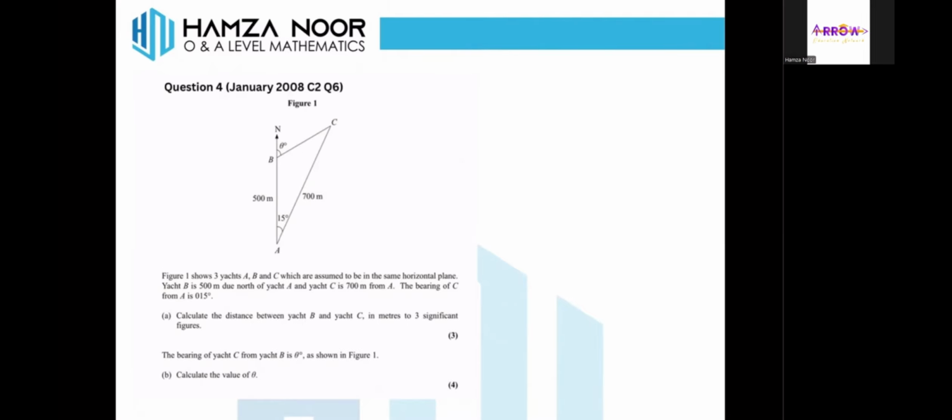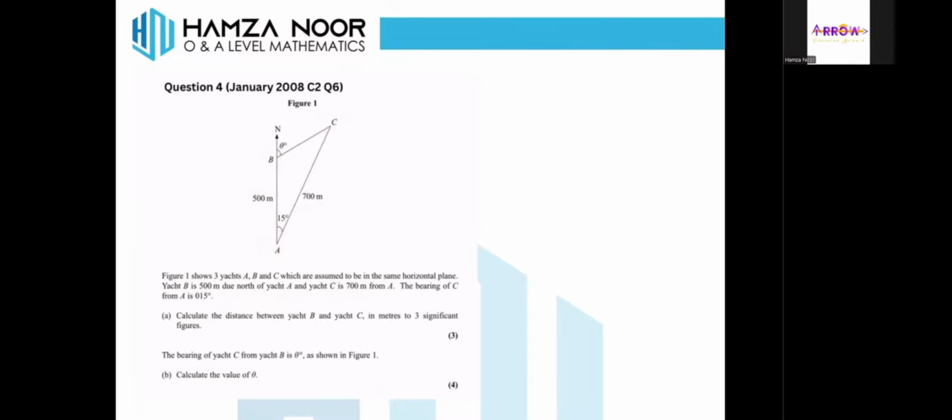It shows three yachts A, B, and C, which are assumed to be in the same horizontal plane. Yacht B is 500 meter due north of yacht A. So if you make a north at point A, yacht B is basically due north of point A, meaning point B is vertically upwards from point A at a distance of 500 meter, as simple as that. And then it says that yacht C is 700 meter from A. So the distance between point C and point A is also given.